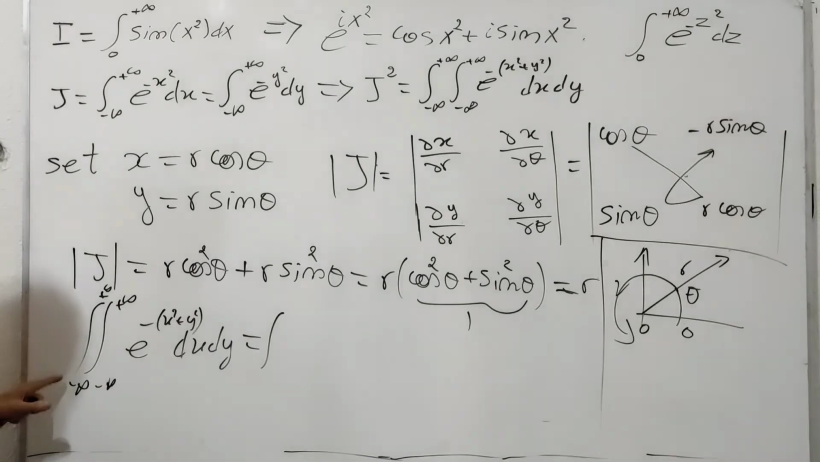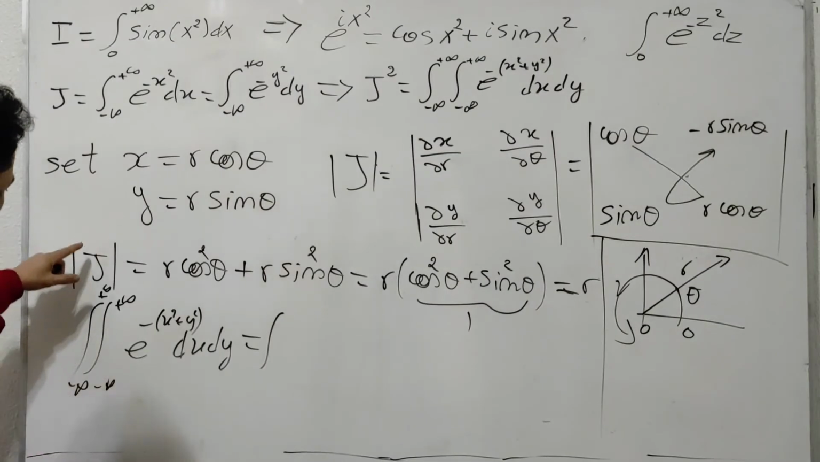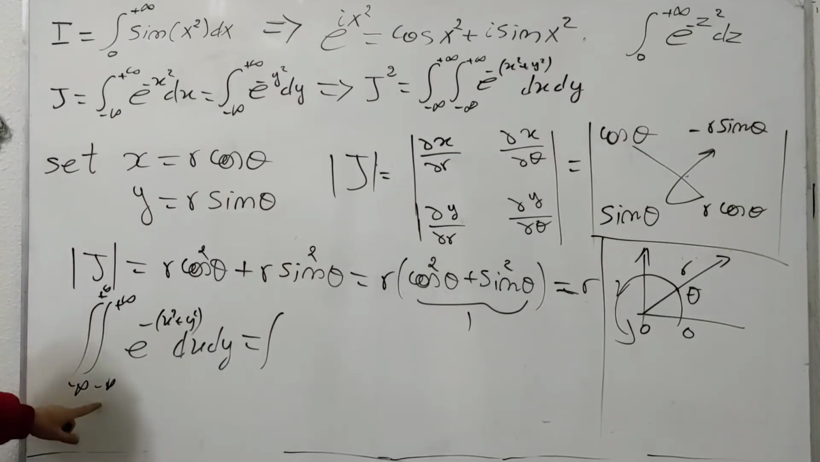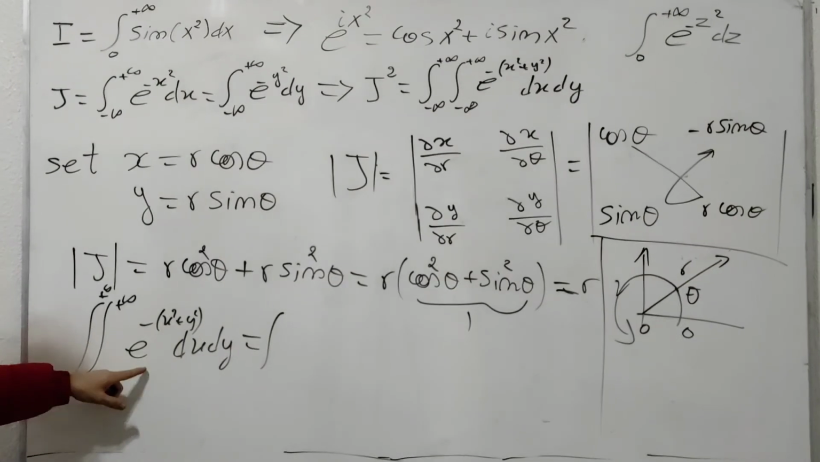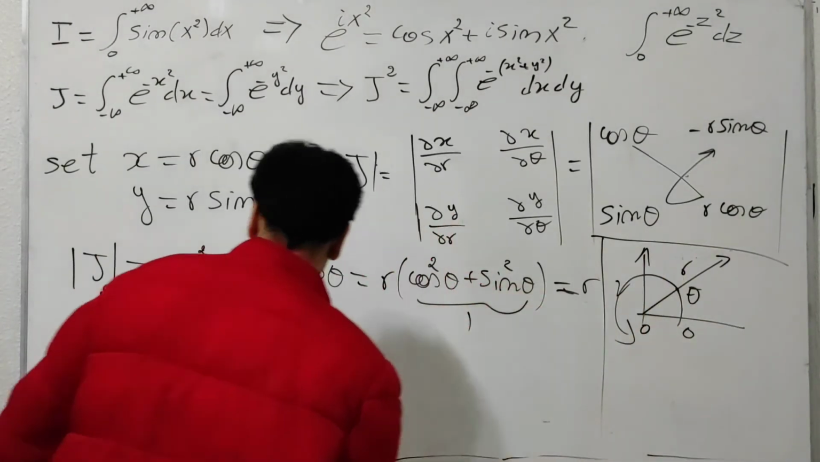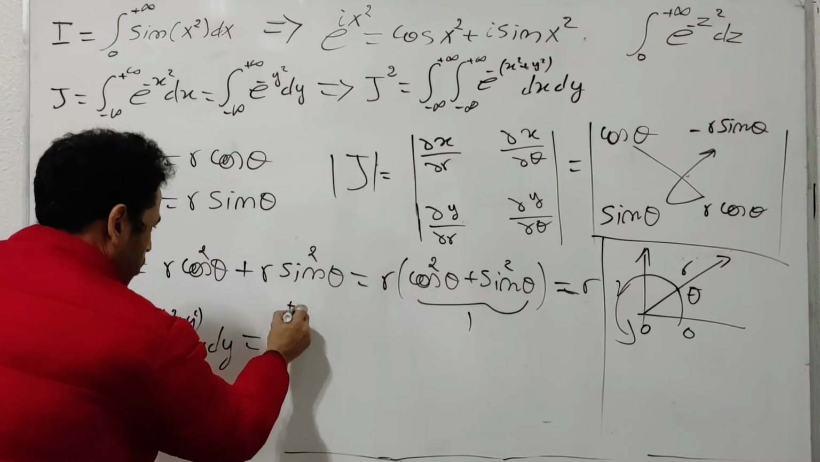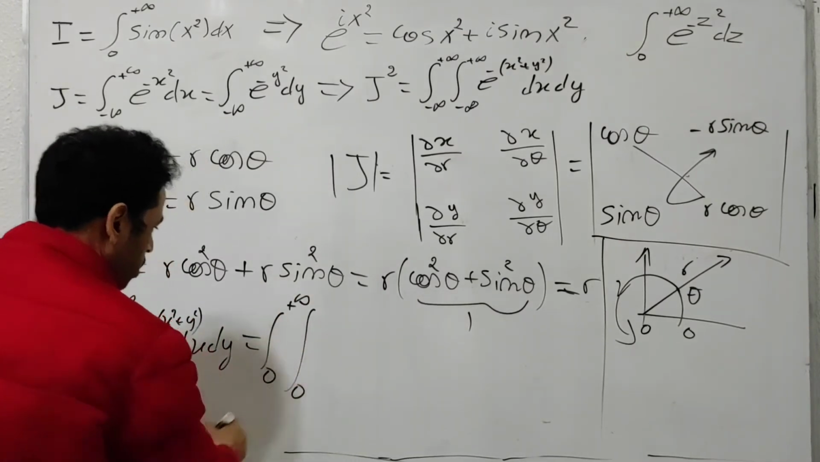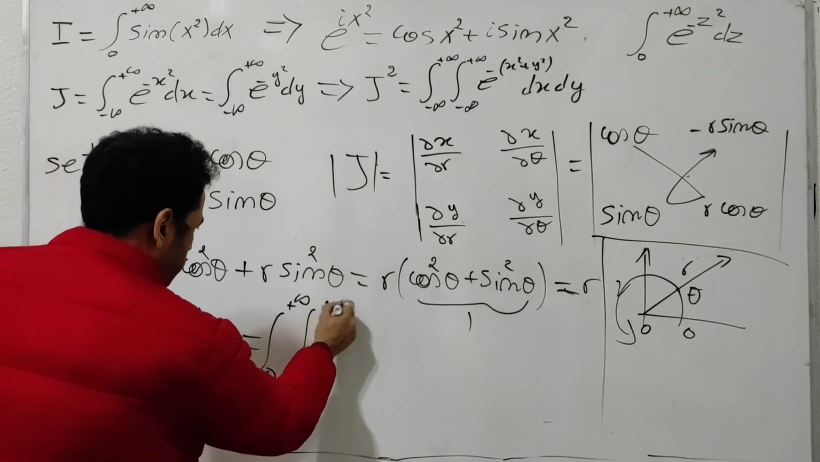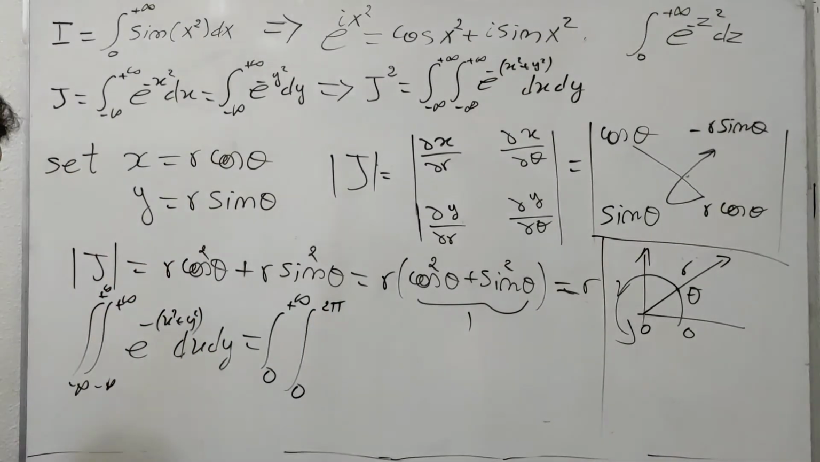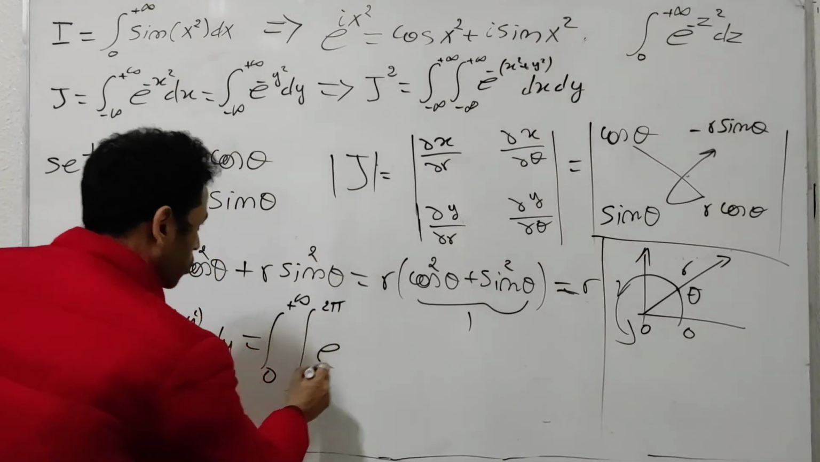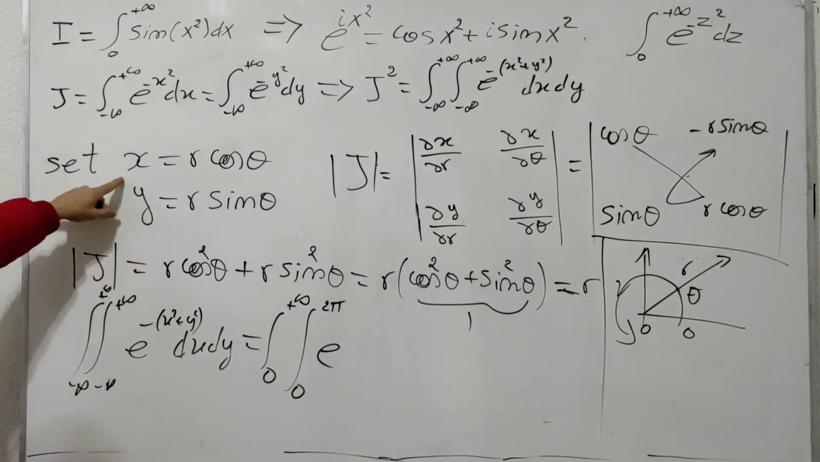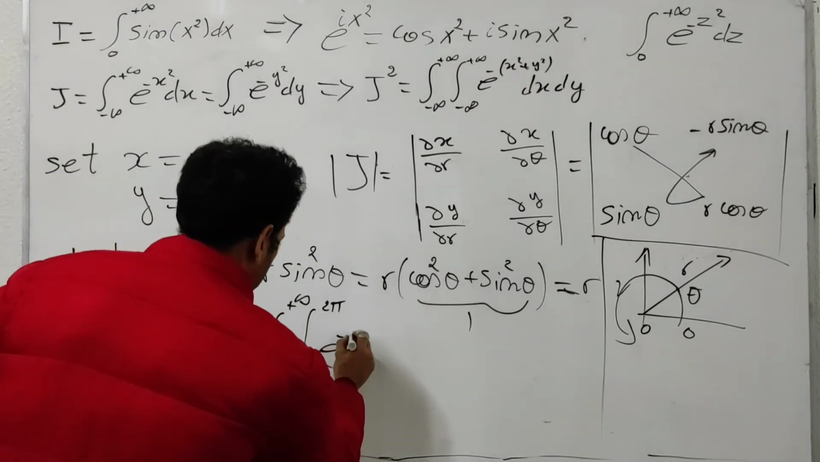If you have an open surface, x goes from minus infinity to plus infinity, and y goes from minus infinity to infinity. R goes from 0 to plus infinity. For theta, theta goes from 0 to pi. I'm going to replace x square plus y square by r square.